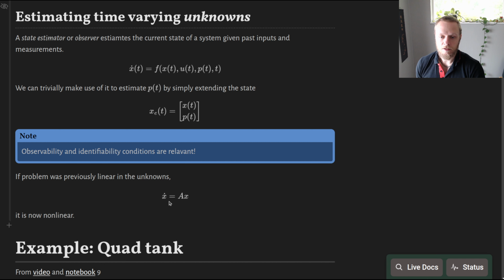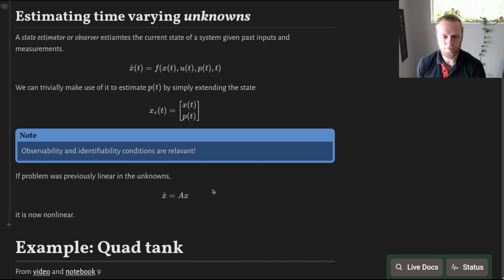Another interesting thing to note is that if we know the state x, maybe because we have been lucky and been able to measure the entire state, then this equation here, at least the expression Ax, is linear in A. So if we know x, we could actually make use of a state estimator to estimate A as a function of time. But that's a side note. We will not do that here.